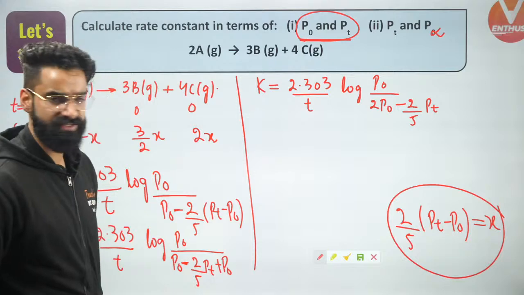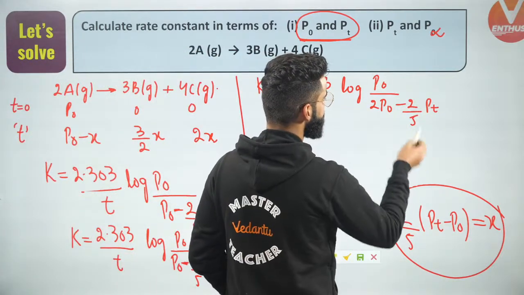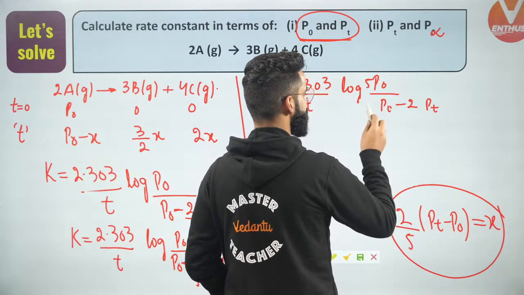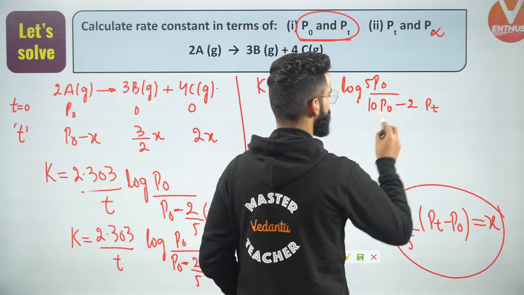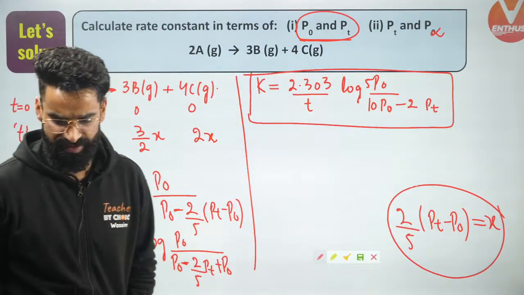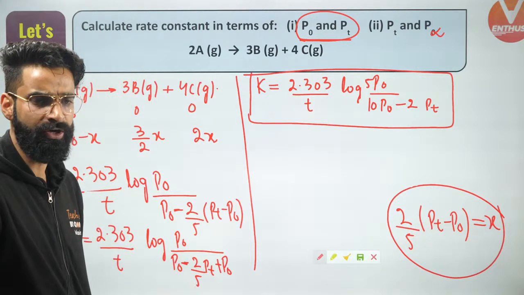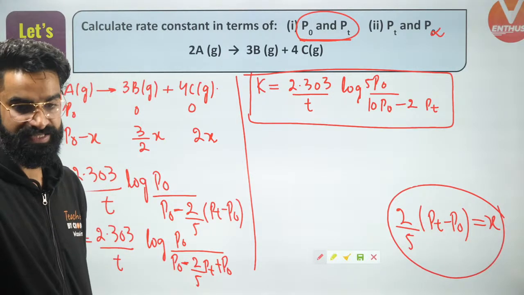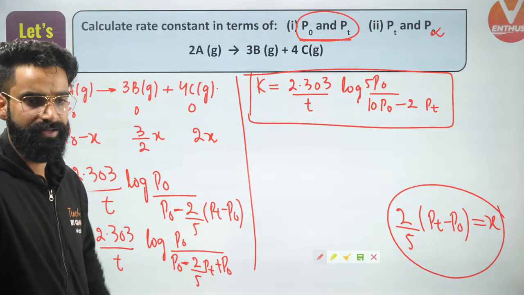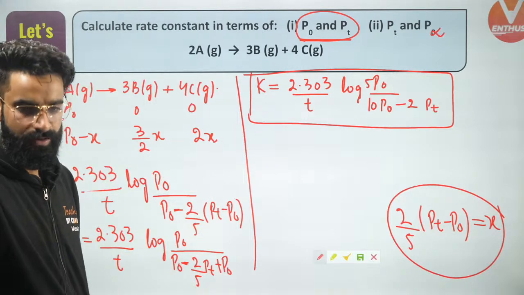So people, I hope this is clear to everyone. Or I can write it like this: 5 twos are 10, minus 2 Pt, divided by 5. You can write it as 10 P naught minus 2 Pt. This is the expression of k in terms of P naught and Pt, which I was supposed to calculate as per the question. Let me know in the chat box if it is clear to everyone. Then we can start the next part of the question.